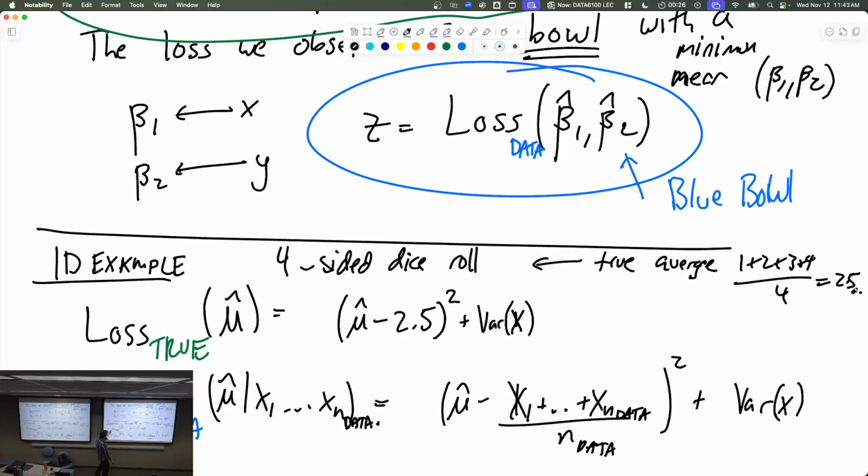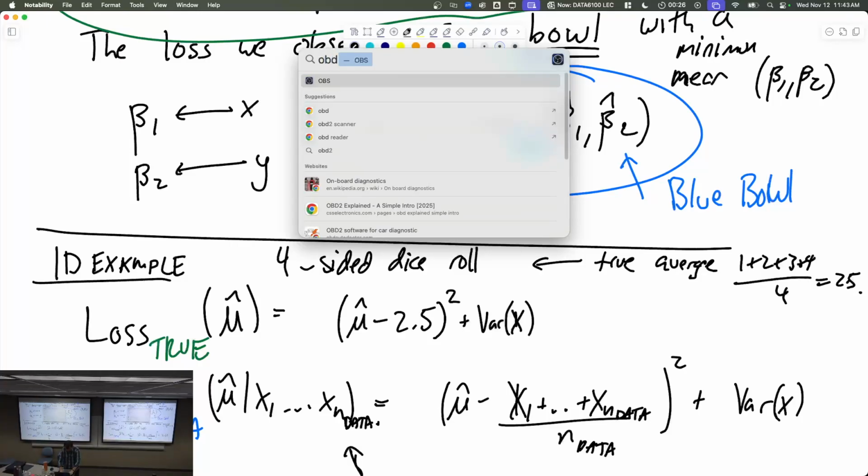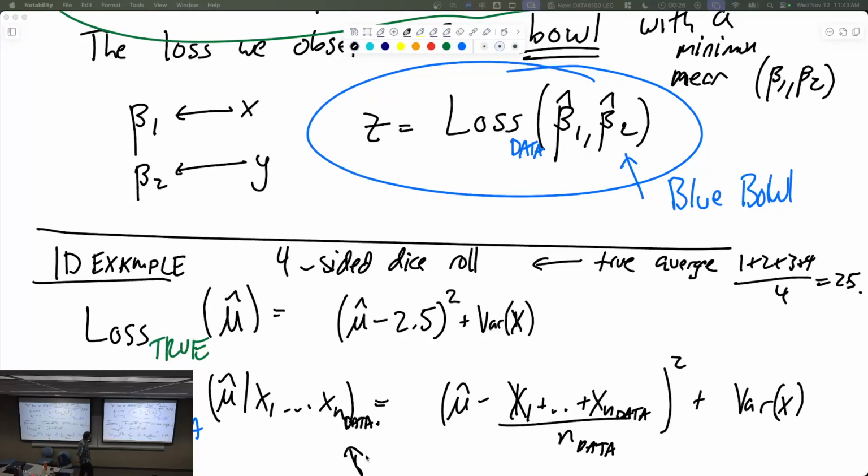But in real life, you don't ever get to see the true distribution. You cannot inspect the dice in real life. What you get to see is rolls of the dice. You have this data set, x1 to x2, all the way up to n data. And that is what you get to see. And then your best bet is to do the average of the data that you saw. But of course, these things are slightly different. If the sample size is low, if n data is low, they will be very different. And as the number of data points gets bigger and bigger, they should get closer and closer together.